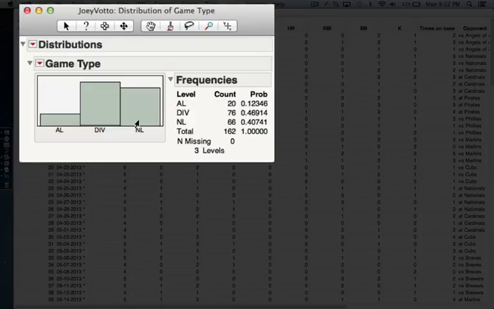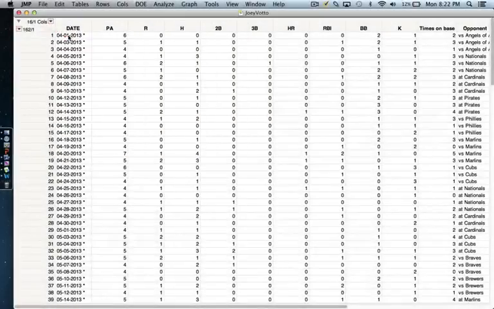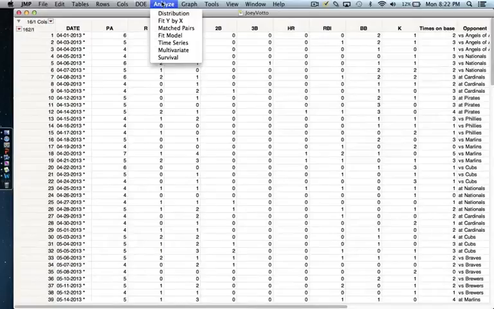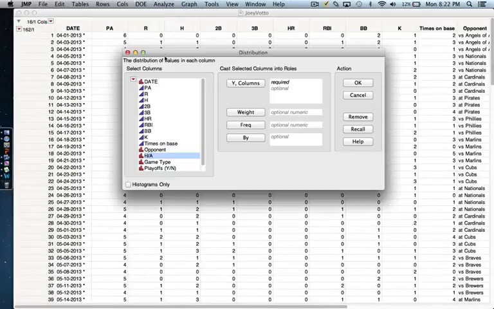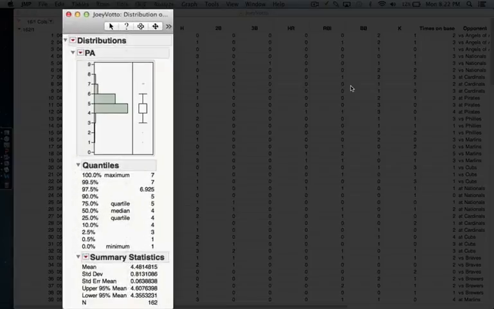So now that we have the simple categorical or nominal variable out of the way, let's go back and look at the continuous example of plate appearances. So we're going to go back, Analyze, Distribution. This time we're going to select plate appearances and put that in the Y column. Click OK. And once again, we're going to stack it.